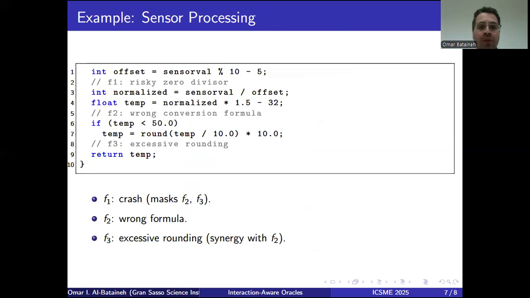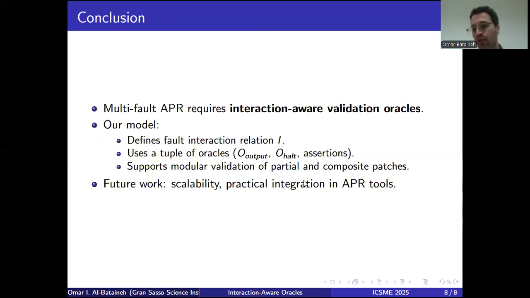As a simple example, we have here a sensor processing program, and this program contains three faults. The first fault masks the effects of the other two remaining faults. With these interacting faults, if you try to use traditional single fault APR with a traditional oracle based on a test suite, you will miss the faults F2 and F3, and in some cases you may reject valid sub-patches for fault F1. So it's very important to infer these faults, understand the relationship among them, and then generate a sub-oracle to verify them.